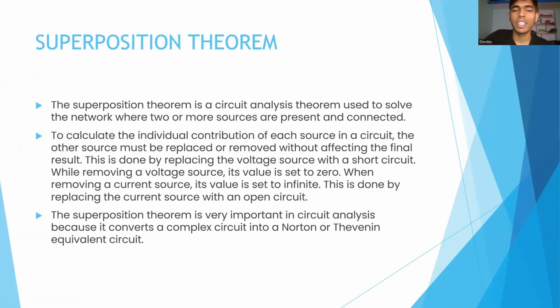Instead of going through these points, if you want to read through them, you can pause the video and read the points. Superposition theorem is a theorem we use to find the current flowing through an element or the voltage across an element when there is more than one source. So if there is one voltage source and one current source, and due to these two sources, we want the amount of current or voltage flowing through an element, that's why we use superposition theorem.